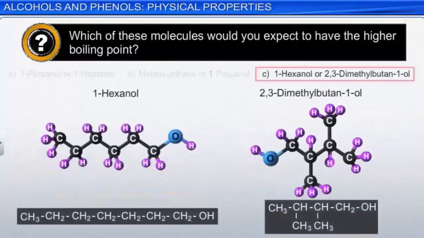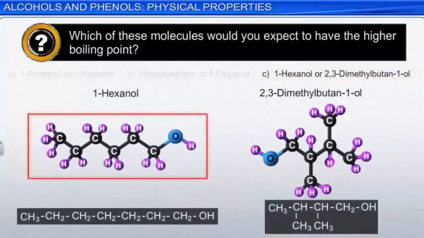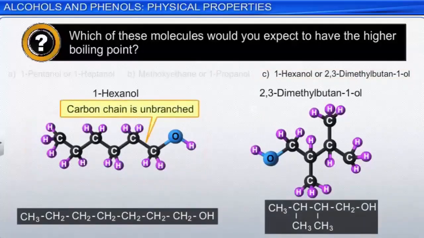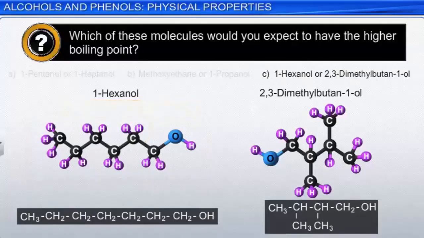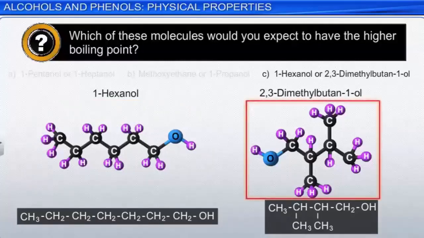For set C, 1-hexanol has the higher boiling point. Its carbon chain is unbranched, giving it stronger London forces than the branched chain in its structural isomer, 2,3-dimethylbutane-1-ol.